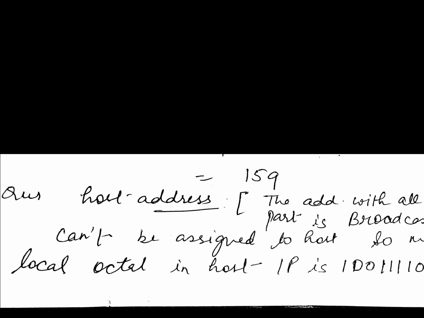Now, how to calculate the host address? The address with all 1s in the host part is the broadcast address, so it cannot be assigned to a host. So the maximum possible assignable value is one less: we put a 0 in the place of the least significant bit of the last address, which was 1. So the host address is 158. The correct answer is 158.